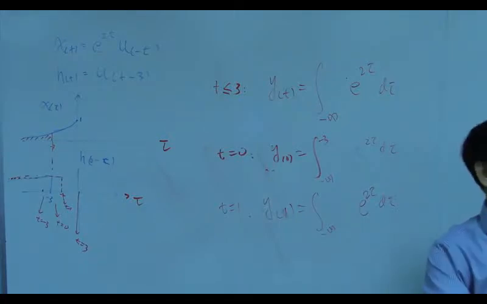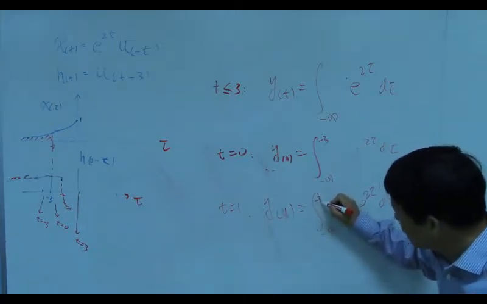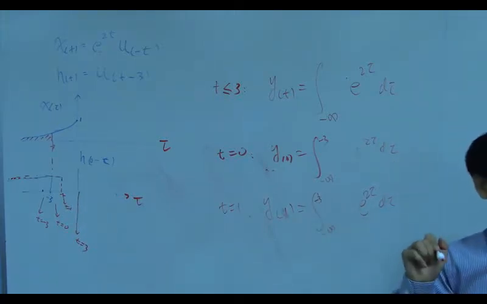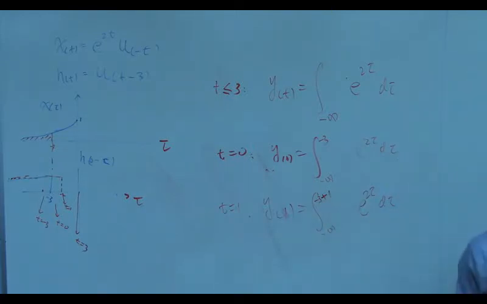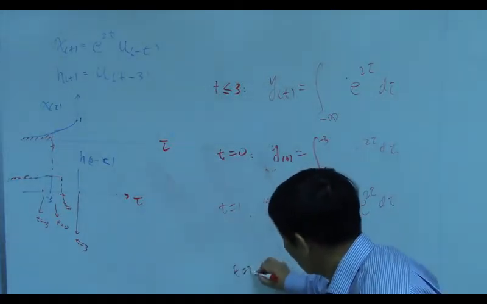It's negative 3 shifted to the right by 1. Right? So that is like negative 3 to the right by 1. So you plus 1. That's how you get this, right? How about when t equals 2?